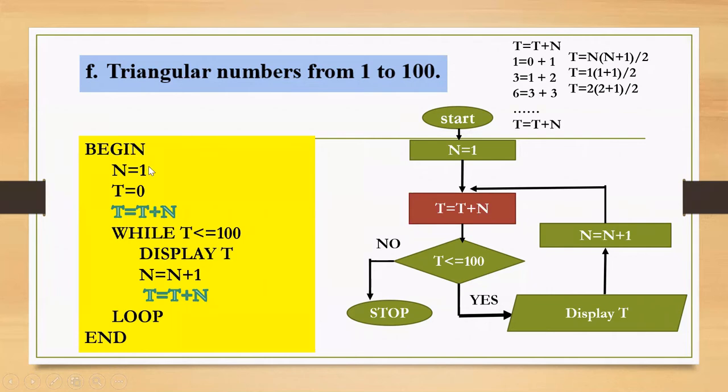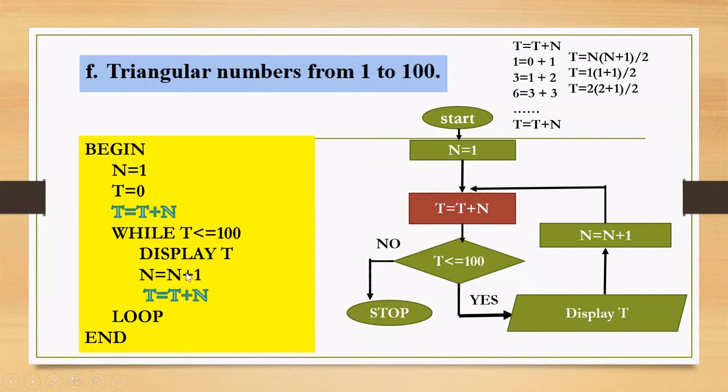Okay, then you can see while t is less than or equal to 100. Here we should check t because we want triangular numbers from 1 to 100. That's why here we are checking only t.